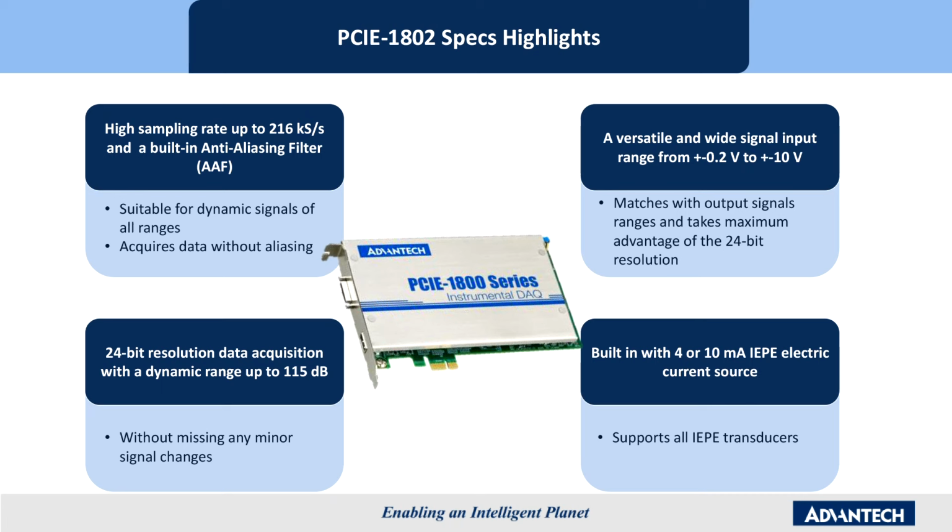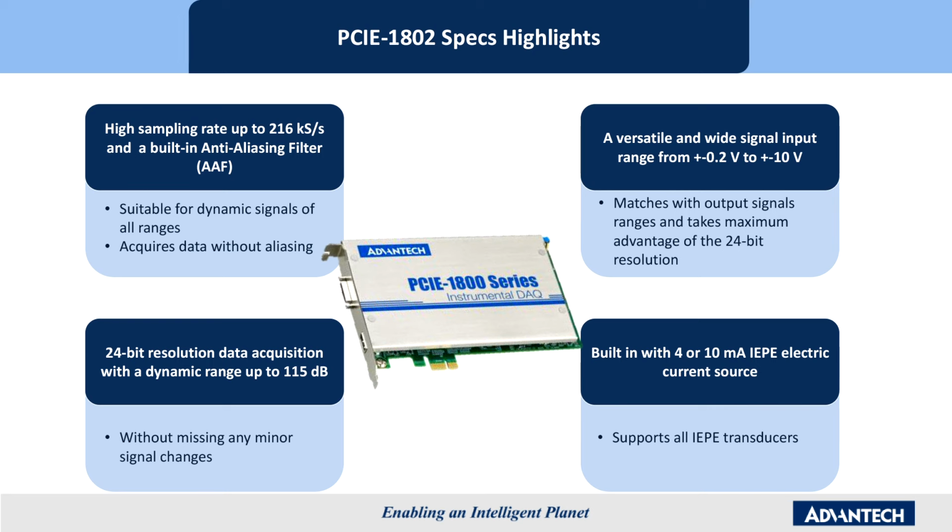Third, this product has several signal input options. Each transducer has its own particular signal output range. In order to fully utilize the maximum resolution of the ADC, the signal input range should be as close as possible or slightly greater than the transducer output range. PCIe 1802 provides several signal input ranges, including plus minus 10 volts, 5 volts, 2 volts, 1 volt, 0.5 volt, and 0.2 volt to effectively match with the transducer output range.